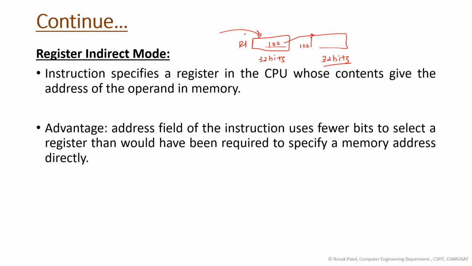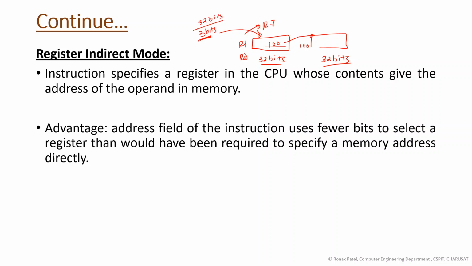But suppose you have only 8 registers, R0 to R7, then in the instruction address field, you just require 3 bits because now you will specify from these registers R0 to R7, and from that register you will get 32 bits, which is a main memory address, right? And from that address you will get the operand. If this is not the case, then I need to specify 32 bits here, right? 32 bits.